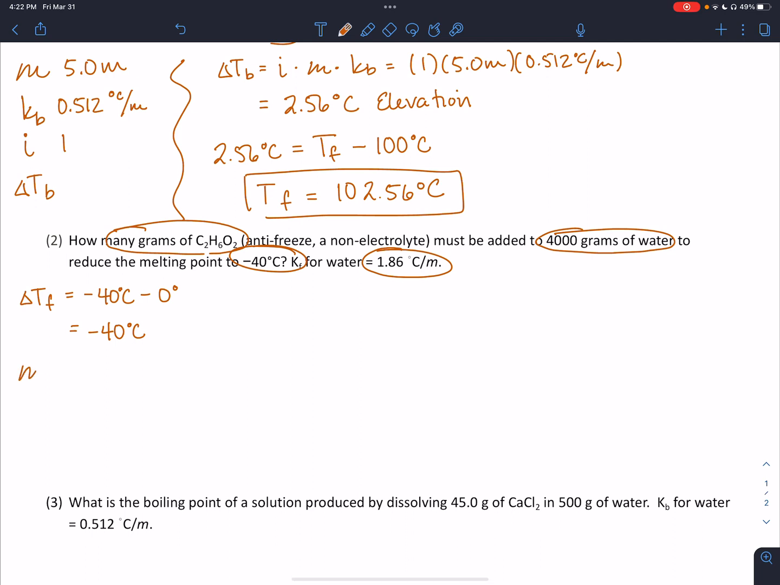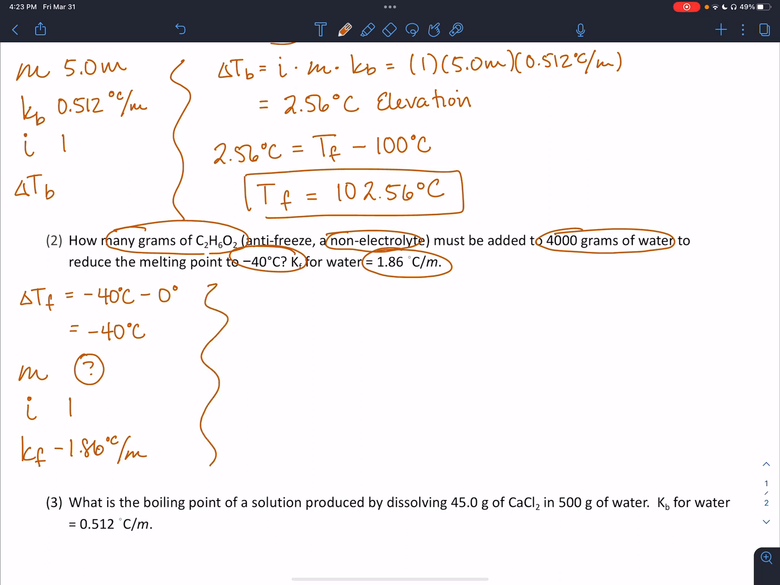All right, we are given nothing for the molality, so that's an unknown. For the van 't Hoff factor, we again have C2H6O2, a covalent compound. It also tells us it's a non-electrolyte, which means it does not ionize. So we're going to have a van 't Hoff factor of 1 here, and we're given a Kf for water of 1.86 degrees Celsius per molal. Now, technically, this should be negative, so I'm going to use negative 1.86.